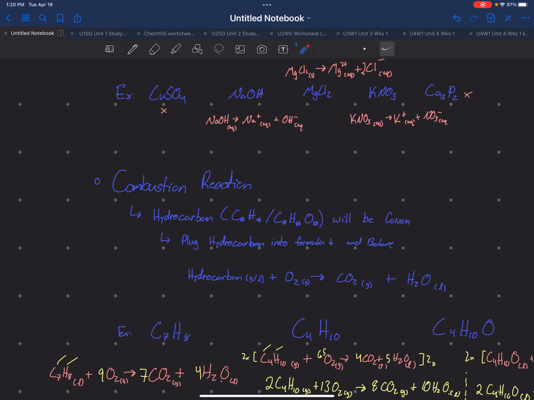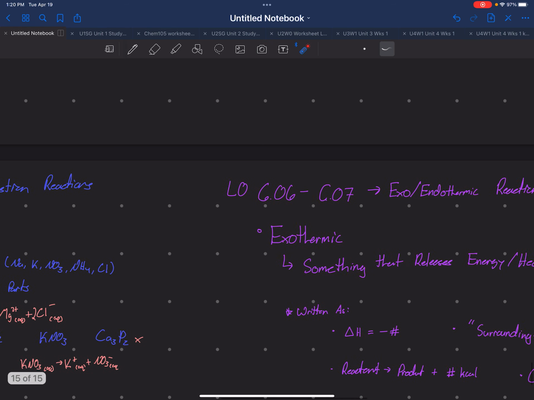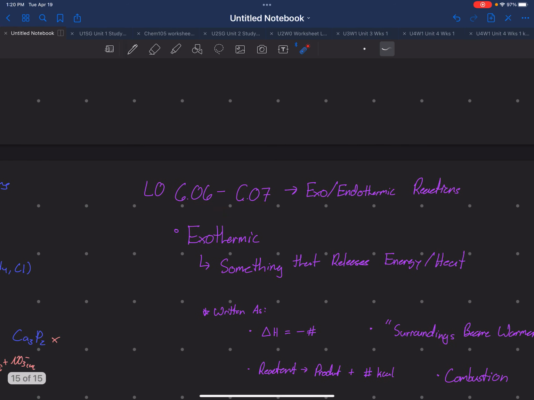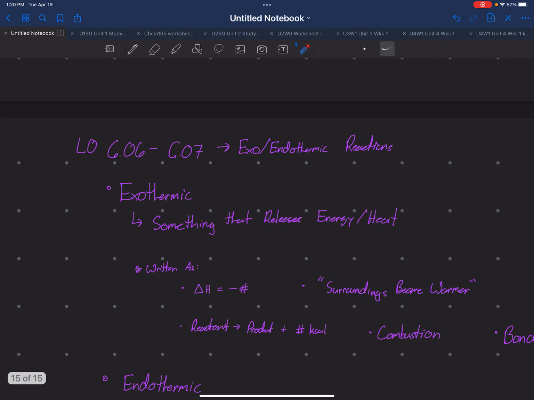Right? So that is 6.04, 6.5. Let's move on to 6.06 and 6.07. Now here we're talking about exothermic and endothermic reactions. So this is involving energy, right? So reactions either take energy or release energy.